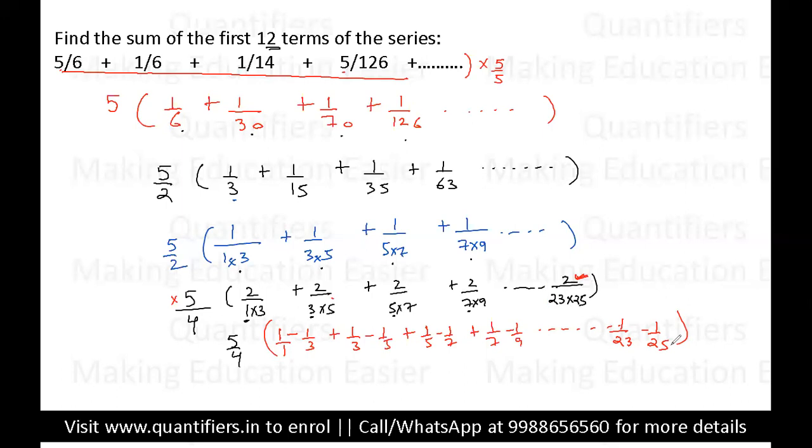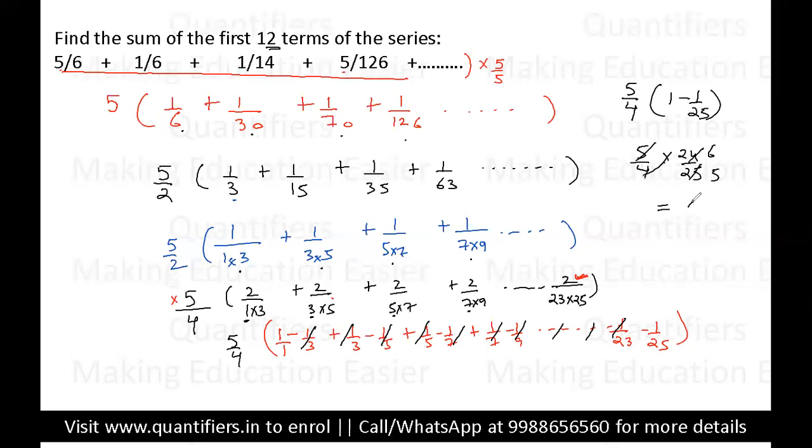Now, students, you can see all the terms will get cancelled out except the first and the last term. So, students, final answer will be 5 by 4, and inside the bracket, I'll have 1 minus 1 by 25. So, answer comes out to be 5 by 4 into 24 by 25. So 5 into 5 is 25. 4 into 6 is 24. So students, 6 by 5, or you can say 1.2 is the answer. Okay. So I hope students, all of you have understood this concept, right? Yeah. Thank you, everyone.